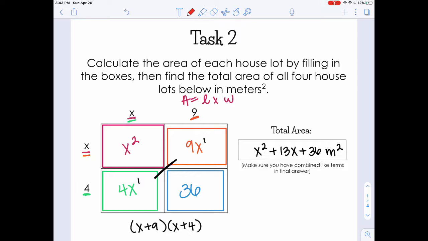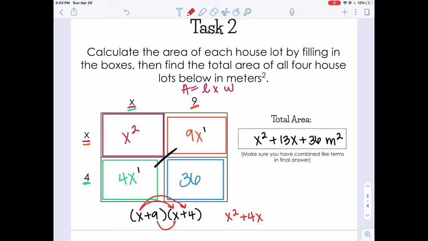Here, what we're doing is distributing our x to everything in the other side. So I'm going to start by multiplying x times x. That gives me x squared. Okay, and then I'm going to distribute the same x to this 4 over here, and I get 4x, positive. Now I'm going to distribute the 9 over here to this x. So again, I'm adding on another 9x, and then 9 times 4 gives me 36.